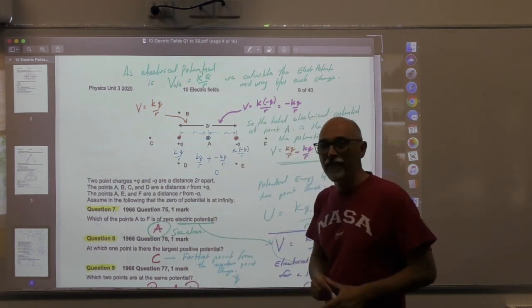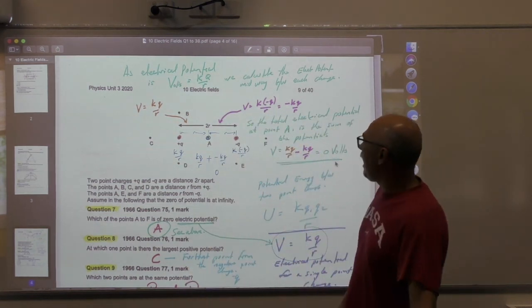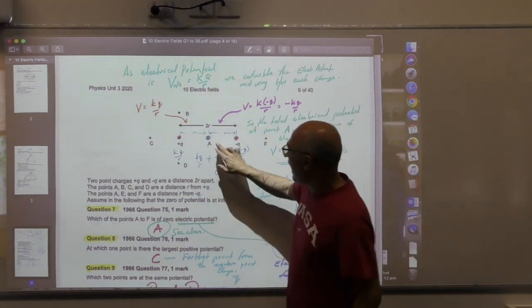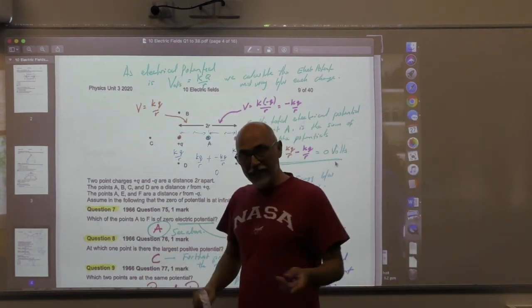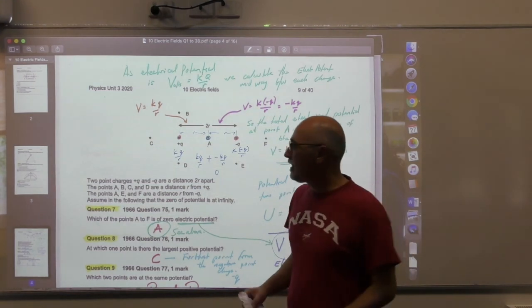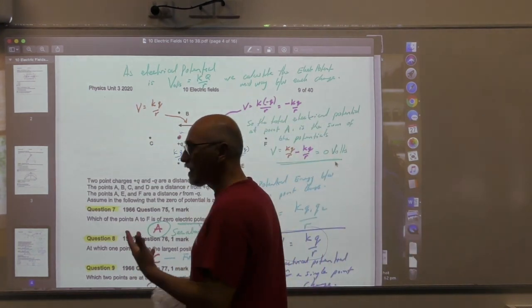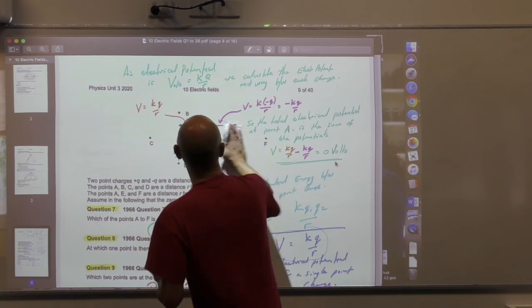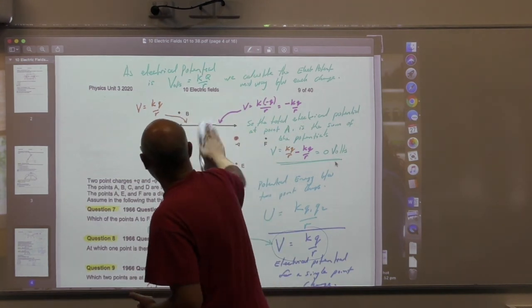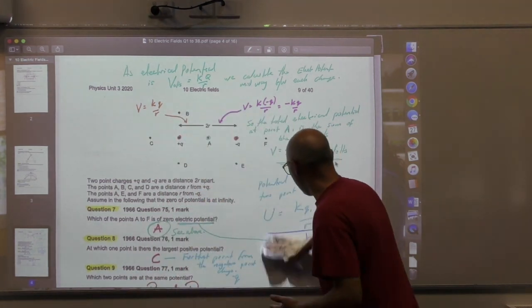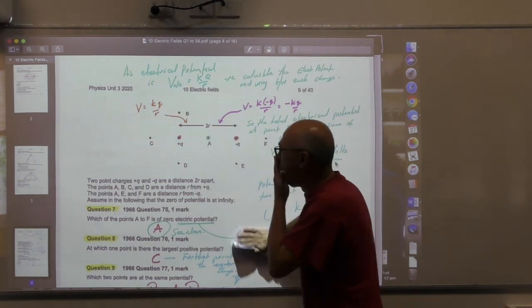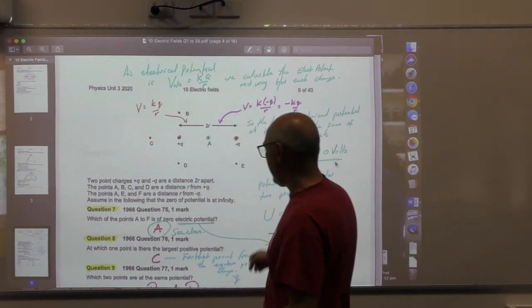So that's a nice little mathsy explanation of why, at this point A, the sum of the potential is zero. Because it's not that it's actually zero, it's the sum of the potentials that is zero, okay? So, this way I've got to explain that, all right? So, the rest of the questions are easier.